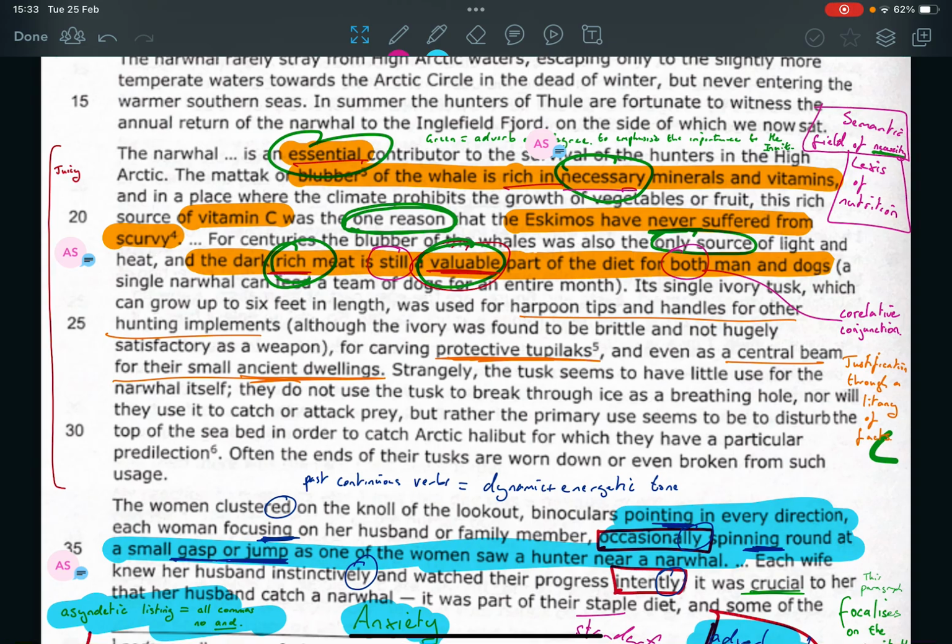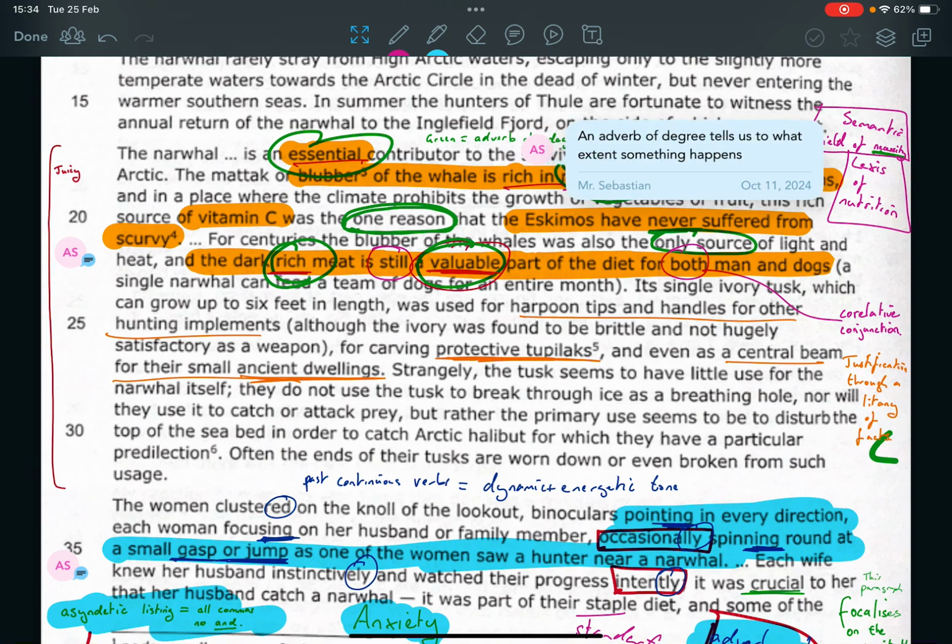So I've circled all these lovely words. These are all adverbs of degree. So an "essential" contributor, "necessary," "only source," "one reason," "valuable," "rich meat." Some of them are adjectives, but they function really as adverbs of degree here.